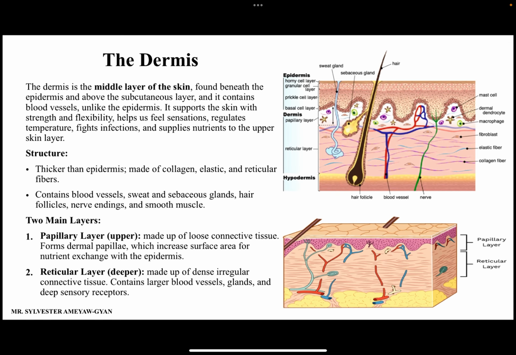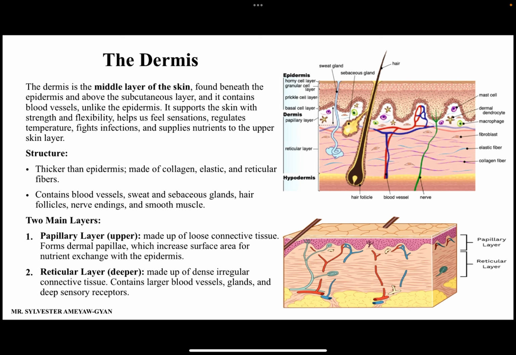Now let's move on to the dermis. From the epidermis, the next layer of the skin is the dermis. The dermis is in fact the middle layer of the skin. It is found beneath the epidermis and above the hypodermis, or the subcutaneous layer. Like I said, the epidermis is avascular, but the dermis is vascular. It contains a lot of blood vessels, unlike the epidermis, and it supports the skin with strength and flexibility.